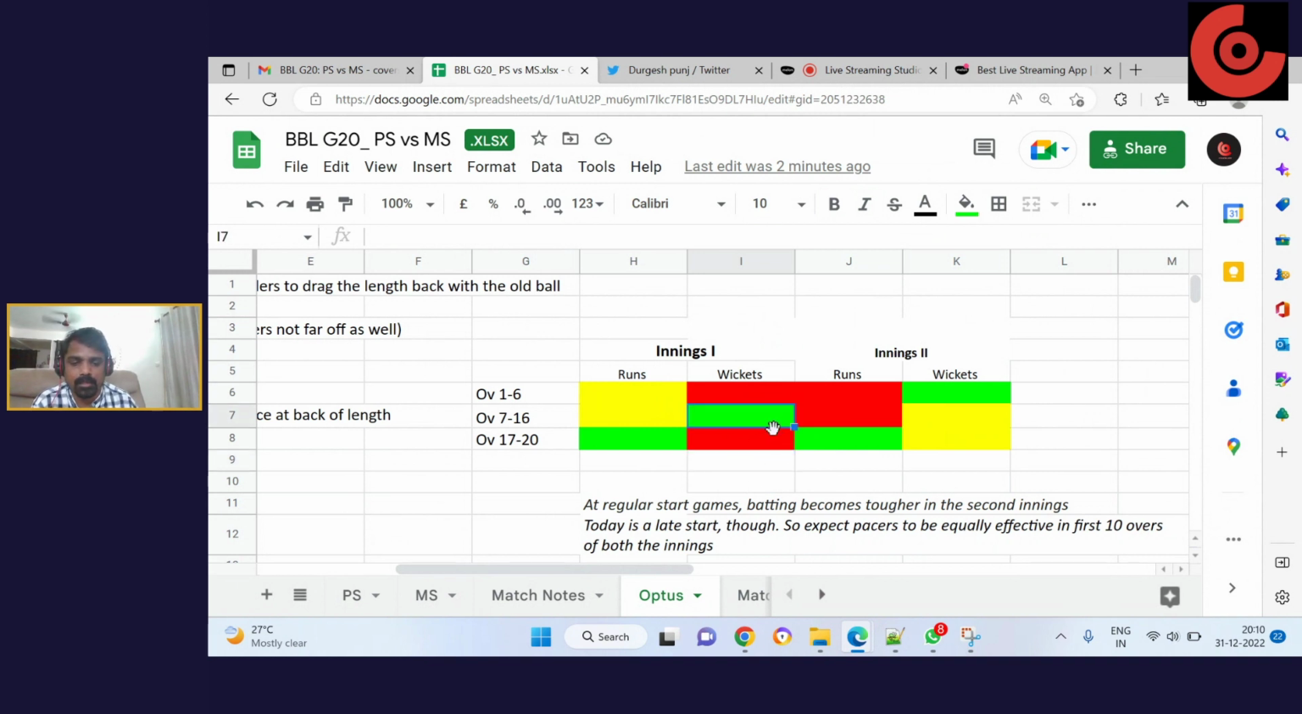And you could see that a lot of the times, a lot of these correlate as well. So if you look at it, wicket taking is difficult at the death in the first innings, and it's also not easy in the second innings. So this is what we mean by this section. This is what we intend to convey in the section.